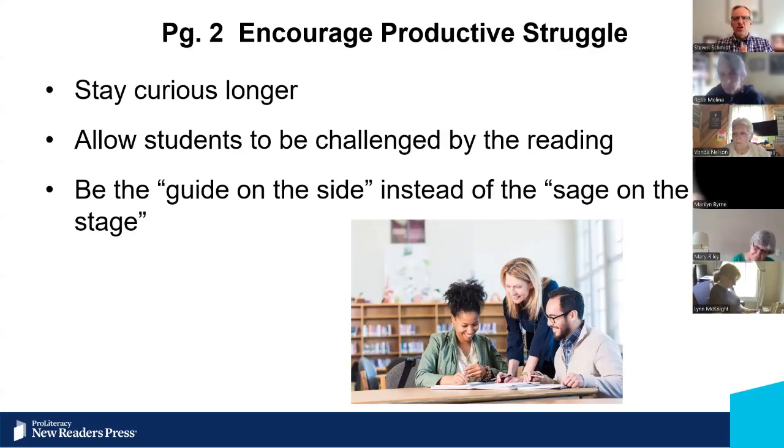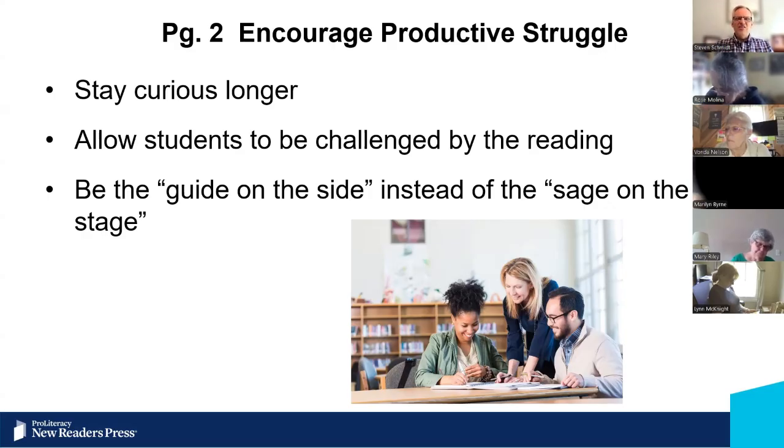And with close reading, we want to stay curious longer. We don't want to just quickly zoom in for the right answer. We really want to think and percolate and mull on the topic and on the questions we're asking. We want students to be challenged by the reading as well. We don't want to make it so hard that they can't understand it, but we want to do something that is a challenge. And even simple text at times can be a challenge, as you'll see as we do a juicy sentence and a nursery rhyme.